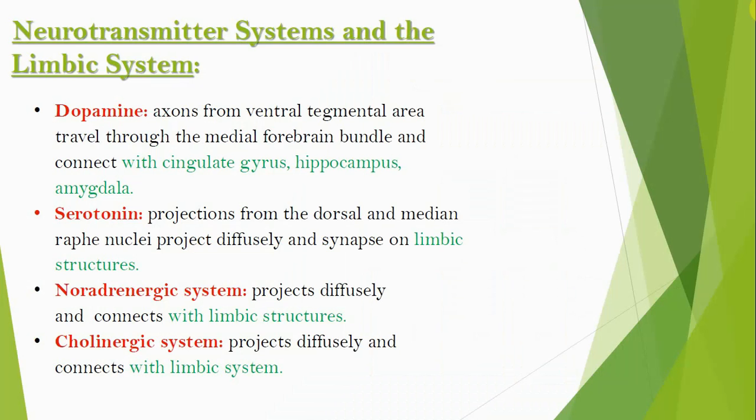So something about the neurotransmitter systems in the limbic system. First, the dopamine. It is in the axons from the ventral tegmental area, travels to the medial forebrain bundle and connects with cingulate gyrus, hippocampus, and amygdala. Serotonin is present in the projections from the dorsal and median raphe nuclei. It projects diffusely and synapses on limbic structures. Noradrenaline system is present in projections diffusely and connects with the limbic structures. Cholinergic system also projects diffusely and connects with the limbic system.